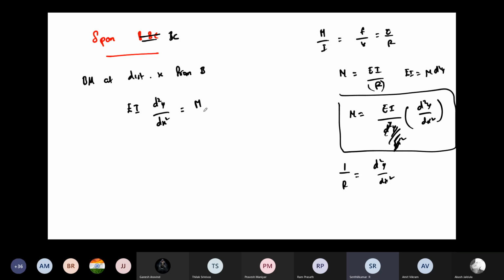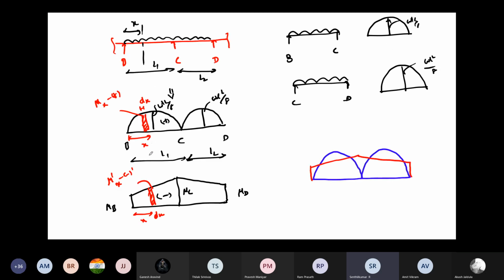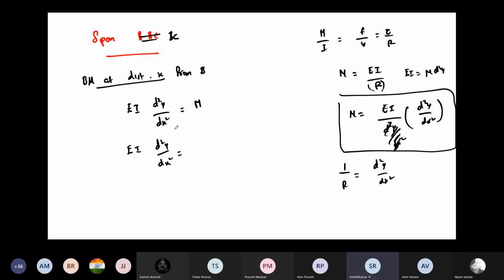Now EI d square y by dx square equal to M. It's a common equation. I just want to know the bending moment at distance x from B. So EI d square y by dx square equal to, I have two bending moments. One is positive and one is negative. So the difference between both is your net bending moment, Mx minus M dash x. We don't know which is the maximum value or the minus value, so automatically that will change when we are doing it. So Mx minus M dash x, that is your equation of bending moment.